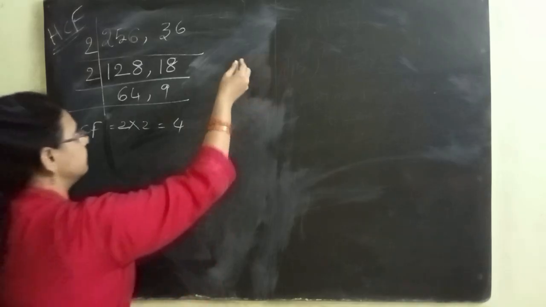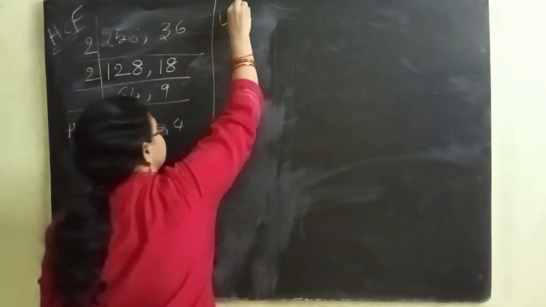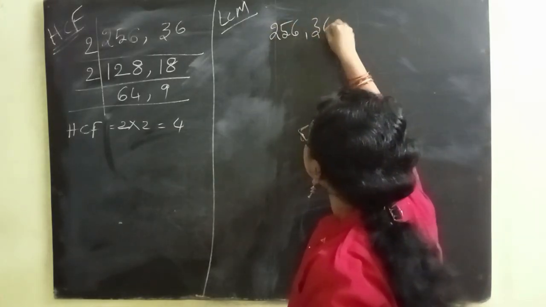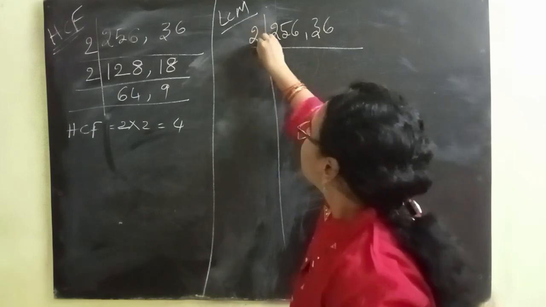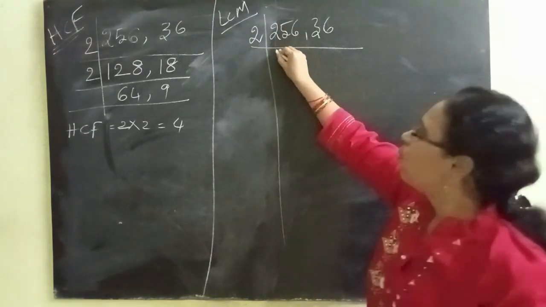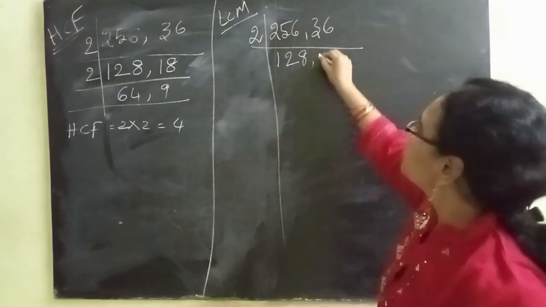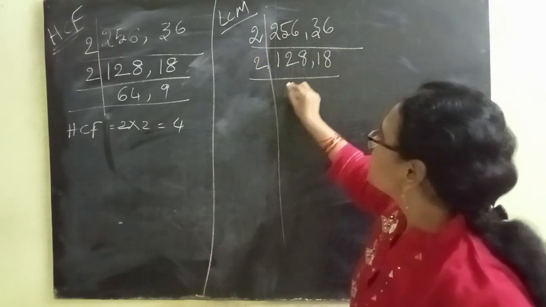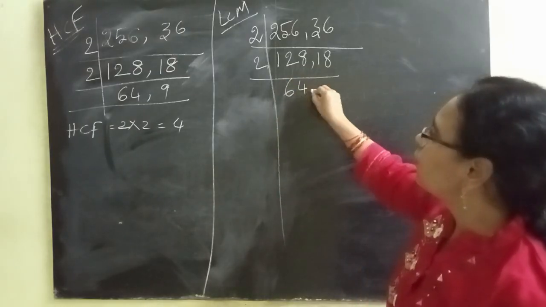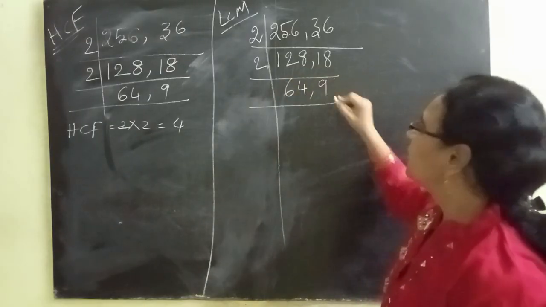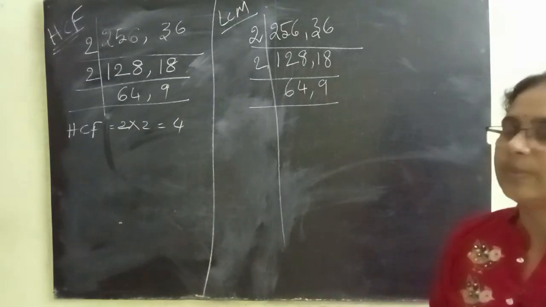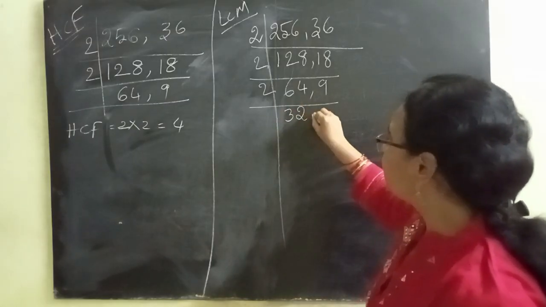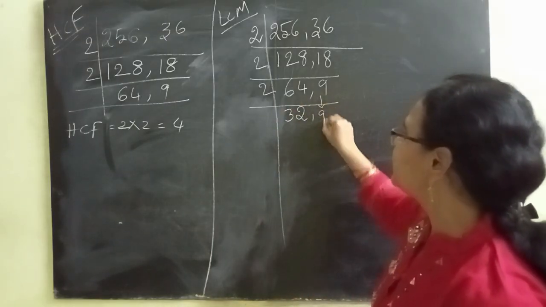Now start LCM. 256 and 36. 2 table has these numbers 1, 2, 8. 2 ones are 2, 1 is remainder, 16. Again 2 table: 6, 2 6s are 12, 2 4s are 8, 9. 64 and 9 both are not divisible by the same table. Then 2 table has 64, 32 times. 9 is not there, so drop down as it is.